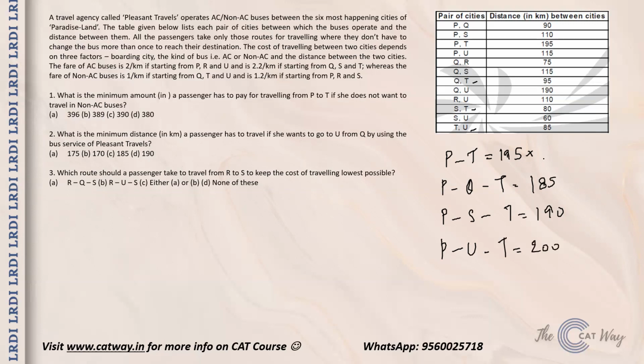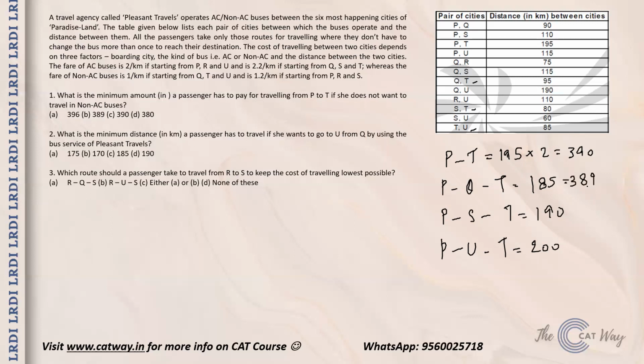Okay. Now talk about the rates. So AC buses starting from P will take 2 rupees per kilometer. So it will take 390 rupees. Similarly, P to Q again: P to Q is 90 kilometers, so for 90 kilometers they will charge 2 rupees. And then from Q to T it is 95, and for that they charge 2.2 rupees. So total they are going to charge 389 rupees.